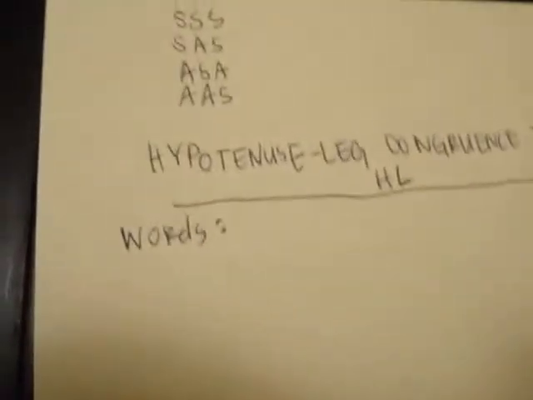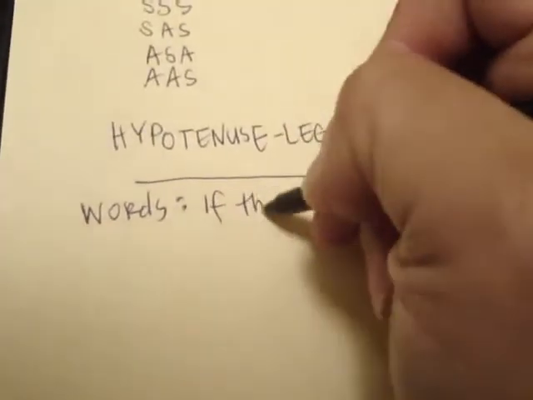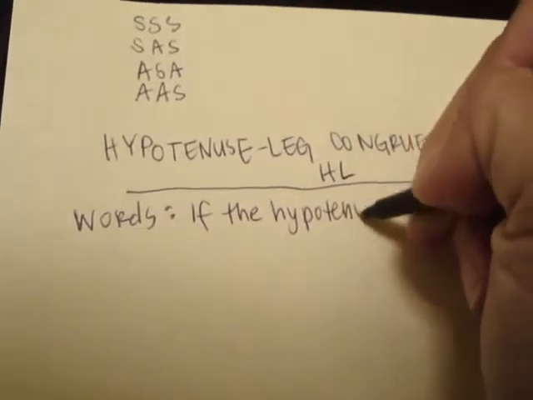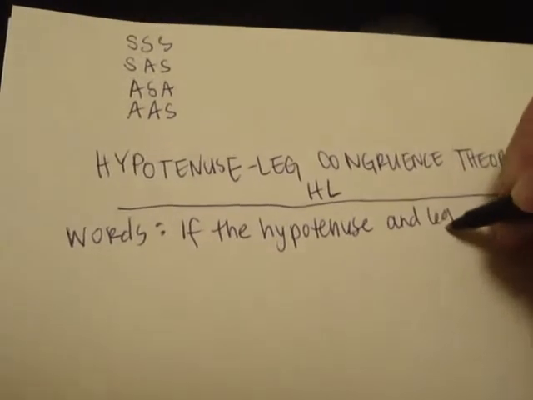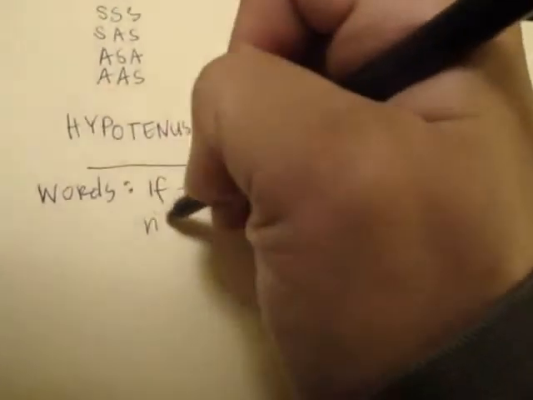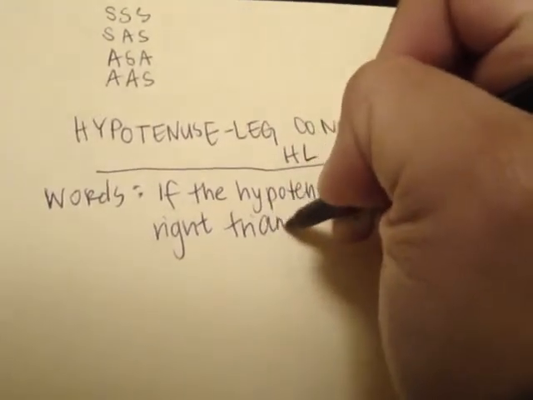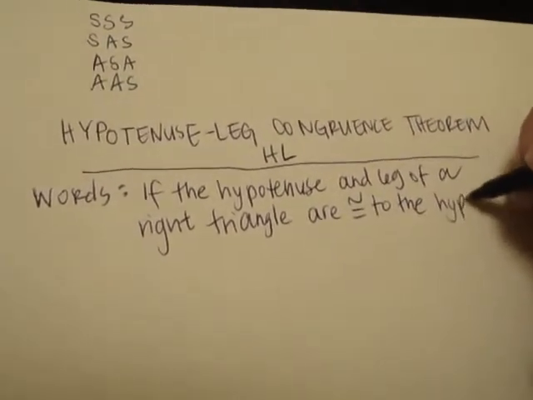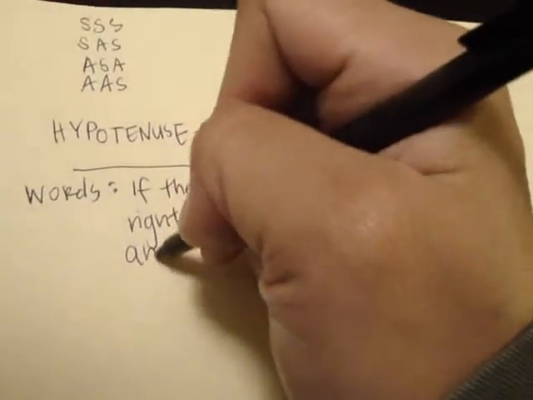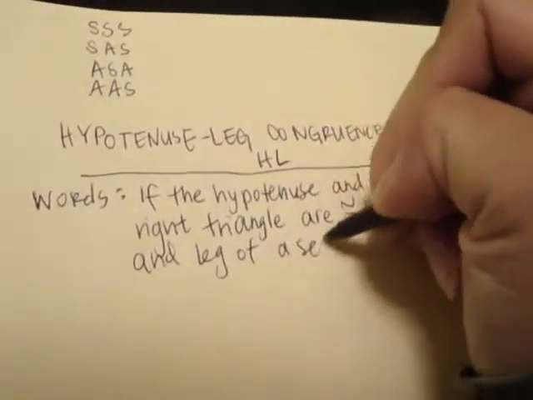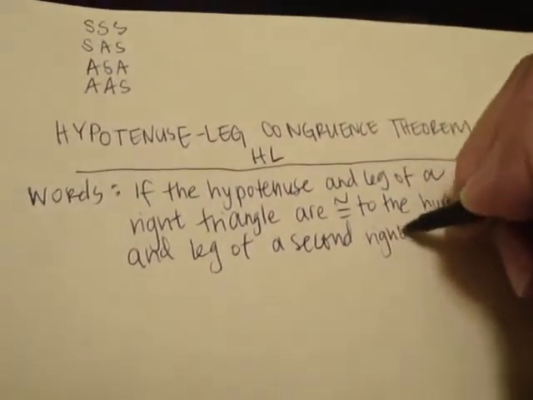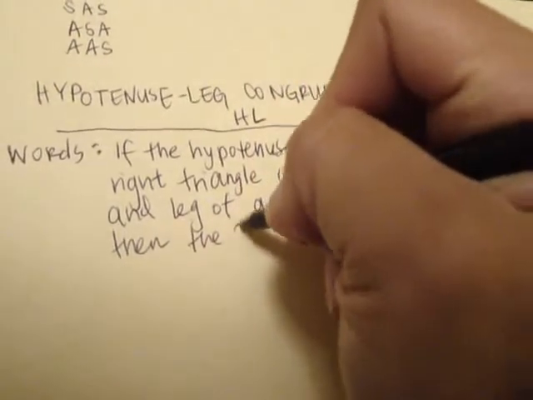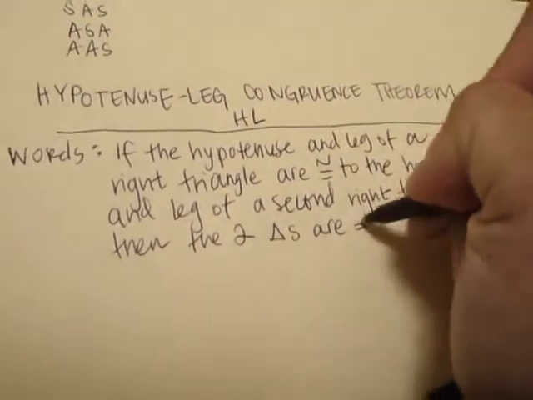Now here are the words explaining what this all means. If the hypotenuse and leg of a right triangle are congruent to the hypotenuse and leg of a second right triangle, then the two triangles are congruent to each other.